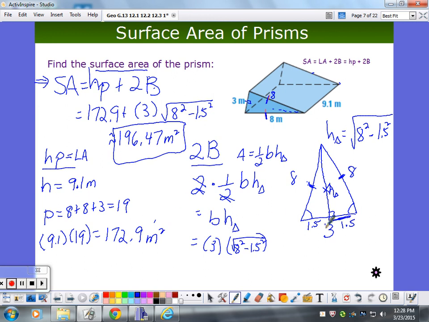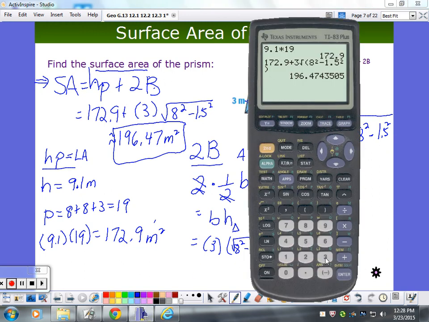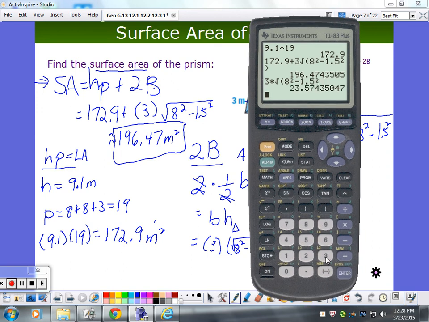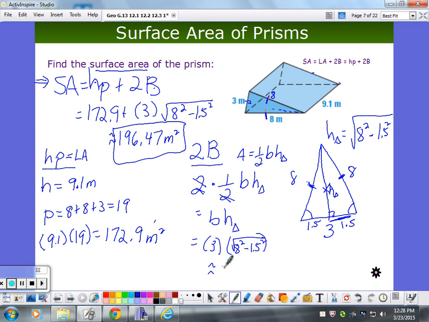That's base times height. Oh, base times height. Now I'm back to this whole base. So, you see, you've got to be so careful with this. Now, if you estimated here, you probably got a slightly different number, which is okay. We did 3 times the square root of 8 squared minus 1.5 squared, and that's about 23.57. And so you could say it's 172.9 plus 23.57 to get back here. Put forward it, because this one is probably the hardest surface area we're going to do.